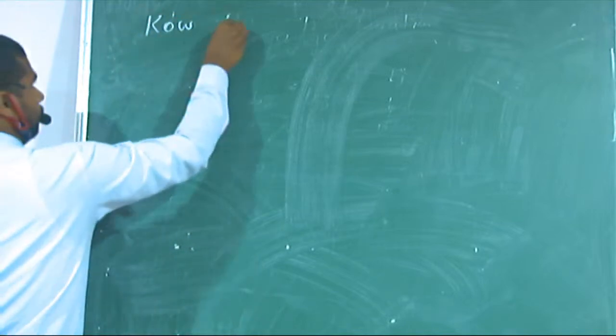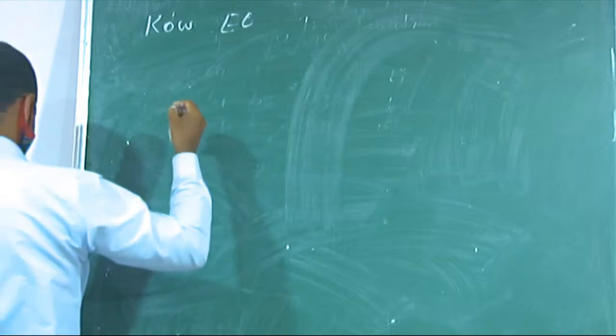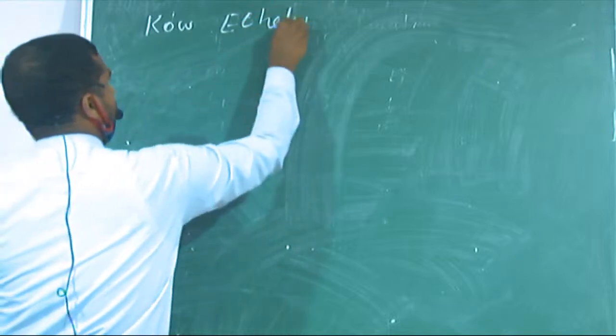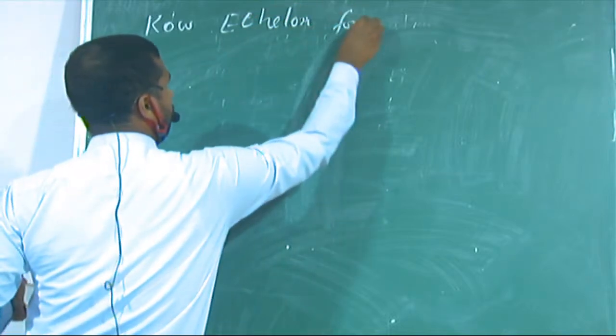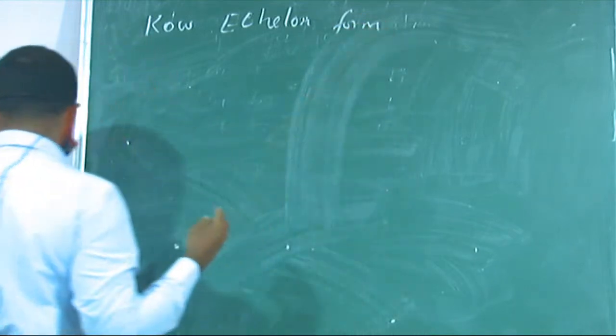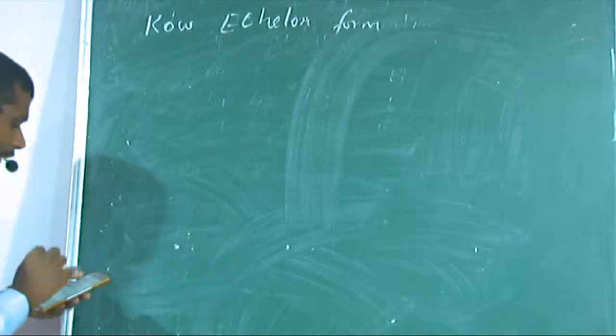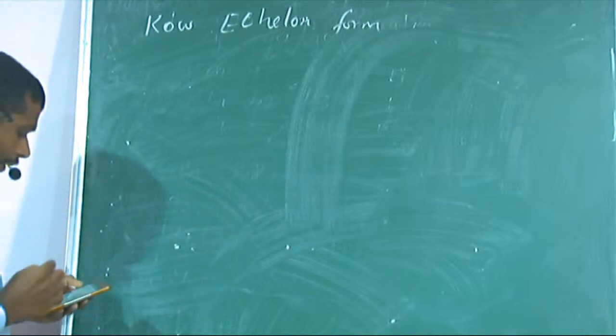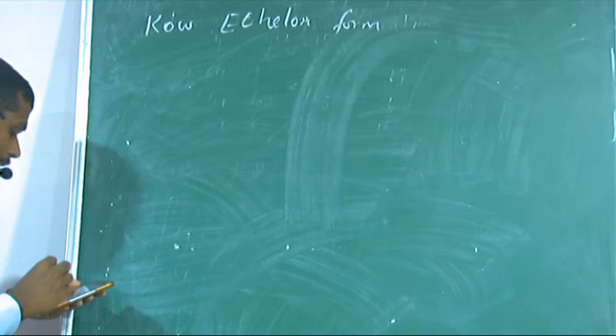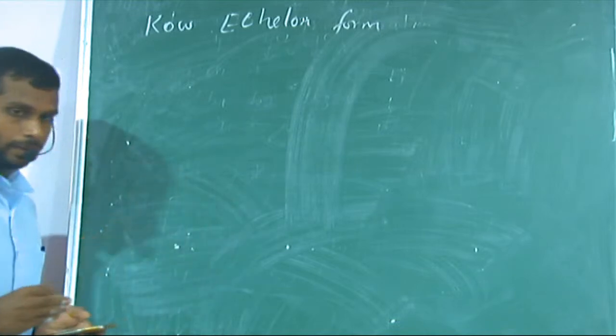Row echelon form. Okay, so row echelon form, there are also 3 important points. You can read it. It will help you identify the simple concept, the simple definition.